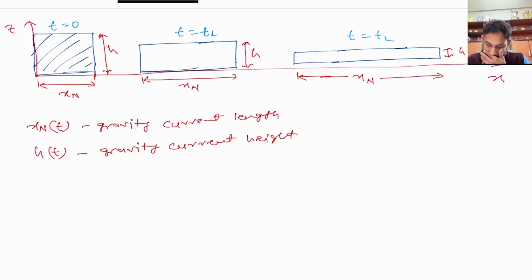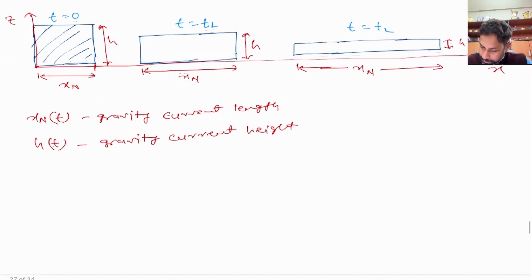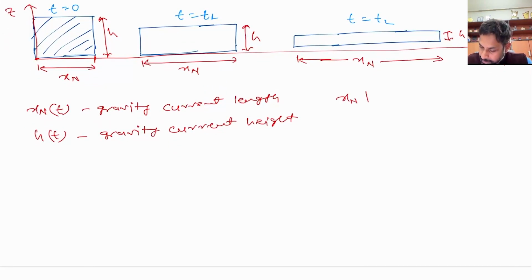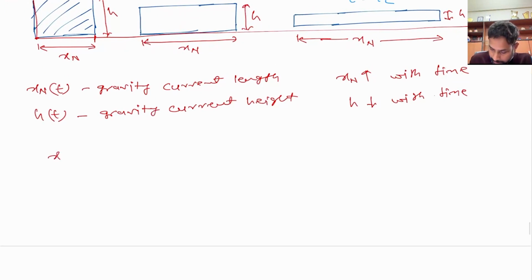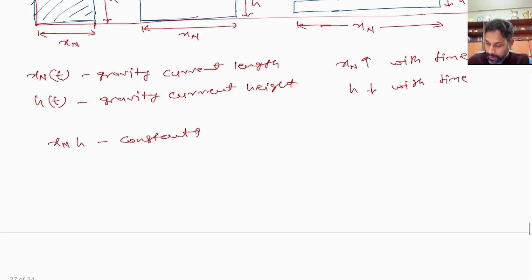And we see that xn increases with time, whereas h decreases with time. And that is why xn times h remains constant. xn increases, h decreases, and the total volume remains constant because we are assuming no mixing between the gravity current and the ambient fluid.